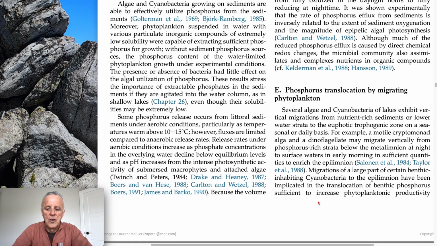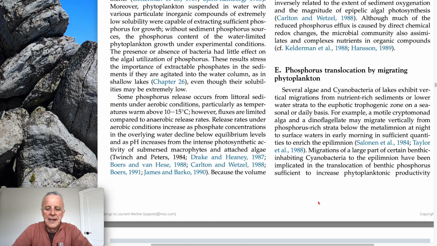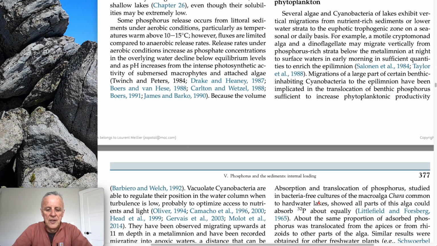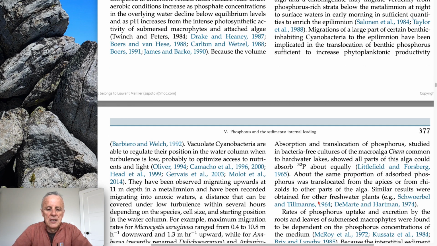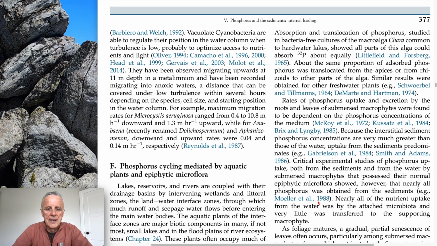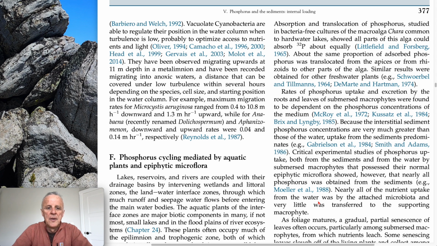Migrations of a large part of certain benthic-inhabiting cyanobacteria to the epilimnion have been implicated in the translocation of benthic phosphorus sufficient to increase phytoplanktonic productivity. Vacuolate cyanobacteria are able to regulate their position in the water column when turbulence is low, probably to optimize access to nutrients and light. They have been observed migrating upwards at 11 meters depth in a metalimnion and have been recorded migrating into anoxic waters, a distance that can be covered under low turbulence within several hours, depending on the species, cell size, and starting position in the water column.